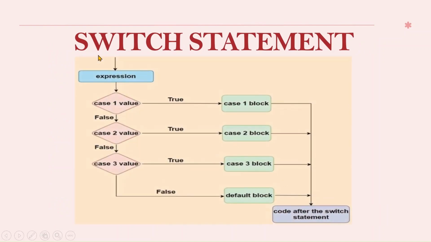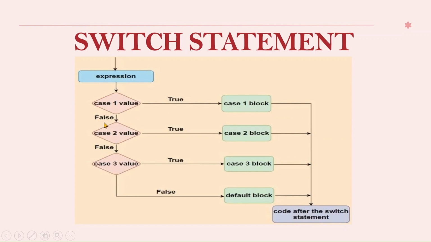Now this can be called an alternative for the if-else statements. Instead of writing so many if-else conditions, I just take the input and, based on the input, I create an expression. If the expression value is equivalent to, like we have case 1, case 2, case 3, they are called case constants. If the expression is equivalent to case 1, that is the one value, then it becomes true. Then only that particular block gets executed and it directly goes to after the switch block.